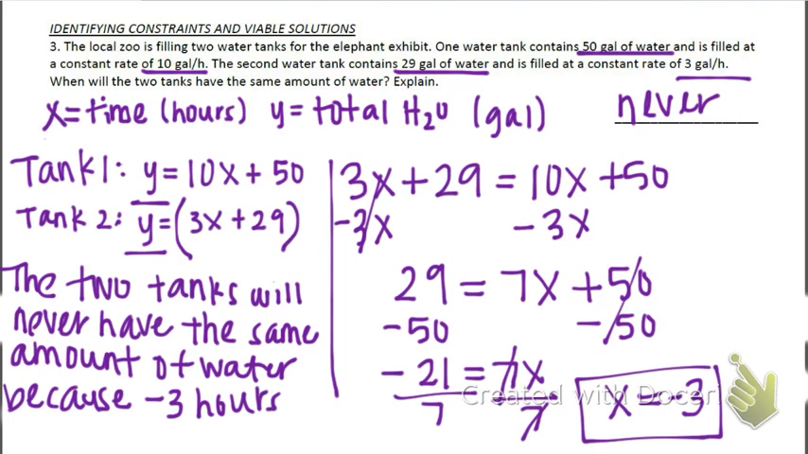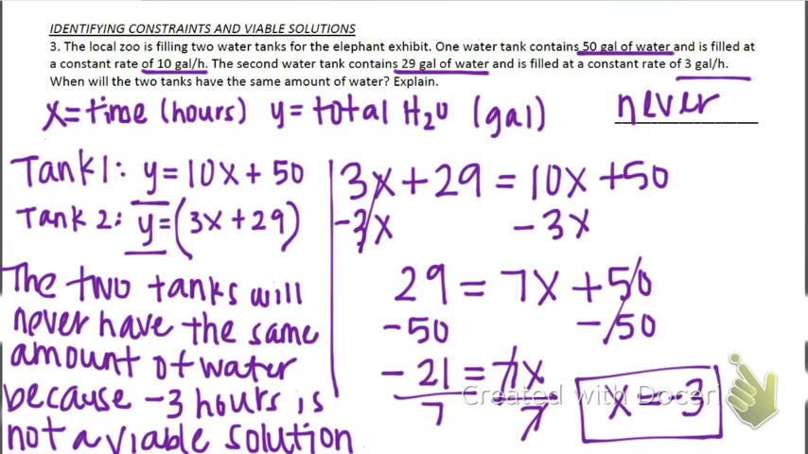we call that not a viable solution. So a viable solution means that it's reasonable, it makes sense. So -3 is not a viable solution because it does not make sense. So we would say because -3 hours is not a viable solution. Basically, that's a very academic way of saying -3 hours does not make sense. Okay?